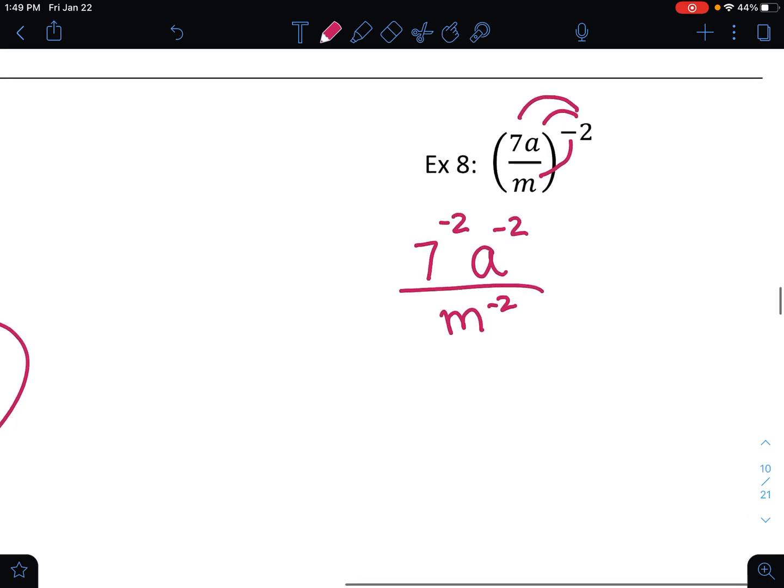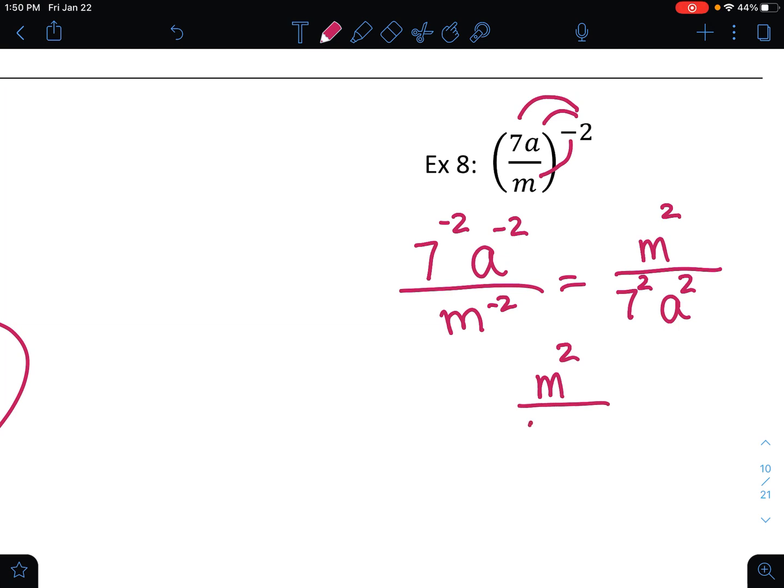Now, I'm going to still do the same thing I did before, where I'm thinking about reciprocaling everywhere. So the 7 has to go down, the a goes down, and the m ends up coming up. So I end up having m squared on the top becomes positive. The 7 goes down to the bottom and changes that to positive 2. The a reciprocals down to the bottom and becomes positive. And then I can't leave it as 7 squared. So let's go ahead and multiply that and get 49. So my simplified answer, m squared over 49 a squared.